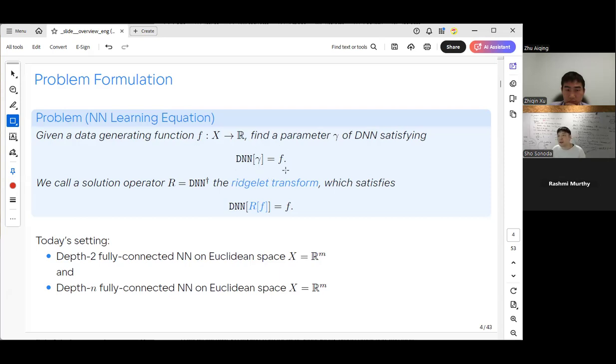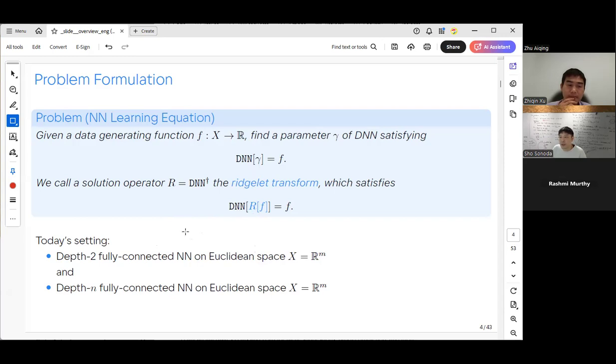We can regard this learning equation as the strict version of a learning problem. A learning problem typically minimizes the square loss on the training data set. So we can regard this as a variational problem, but this is an equation. So an equation is a much harder version of a variational problem. But anyway, we can find the Ridgelet transform. So that's why I consider this a hard problem.